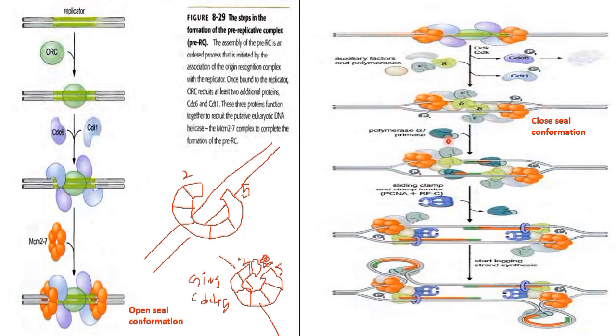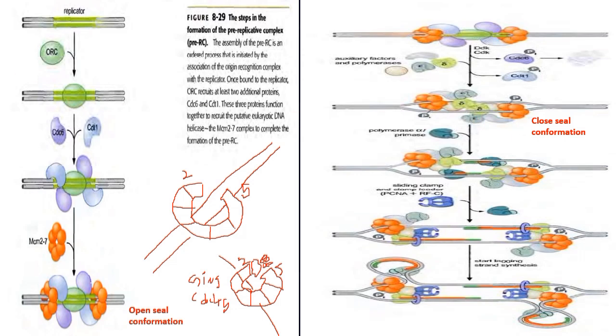These auxiliary factors get recruited, then the process of DNA replication, eukaryotic DNA replication, or to be precise, the elongation step proceeds like this. And this step where the closed seal conformation or CMG helicase has been obtained is what we refer to as the origin firing. In origin firing, we will have the closed seal conformation or CMG helicase, which is now active and can unwind or melt the DNA.